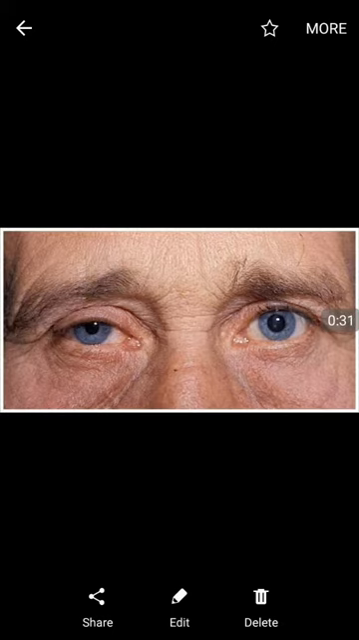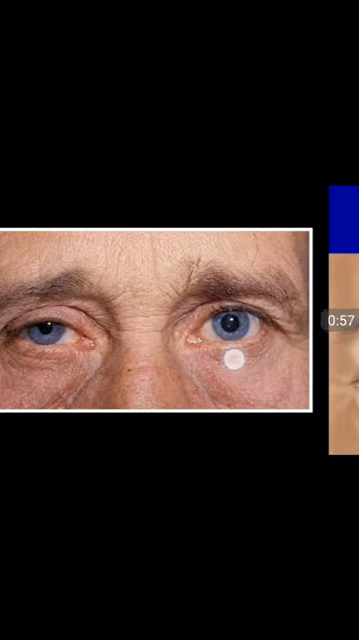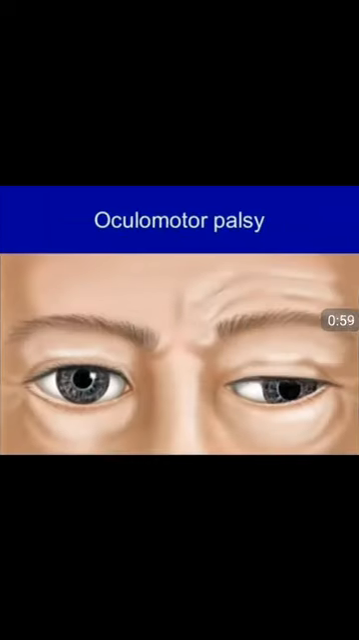the direction of the eyeball is normal. It is not deviated in any direction. And the third point to be noted is the size of the pupil. In case of third nerve palsy, there is a dilated pupil, but in case of Horner syndrome, it is a constricted pupil. So all these three features would be compared and discussed in detail in a while.